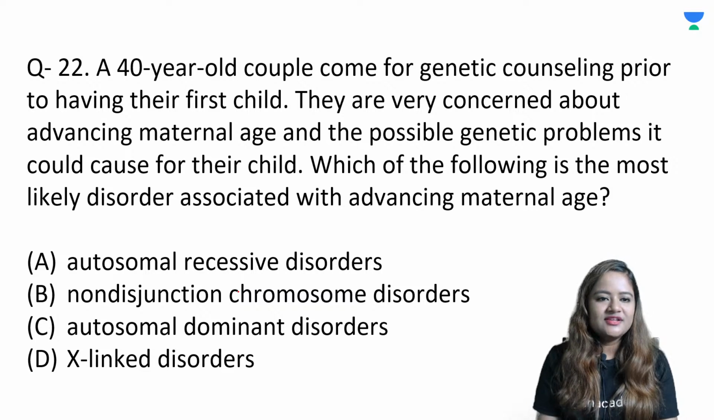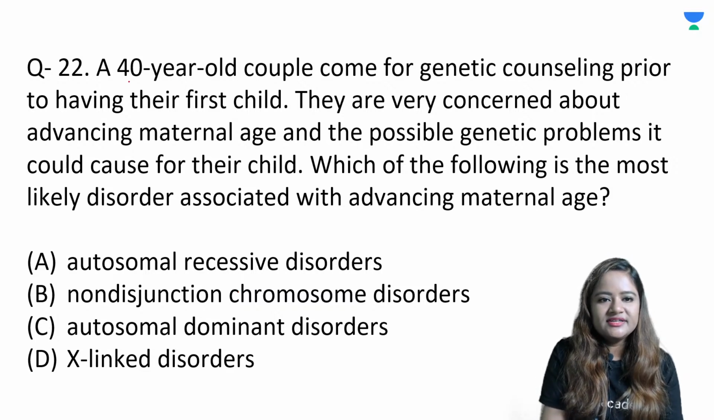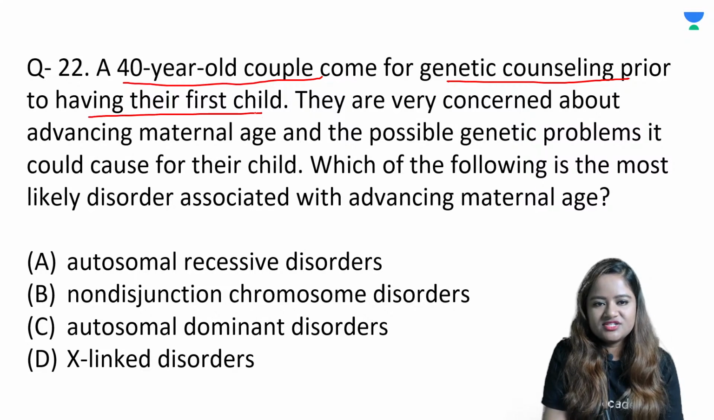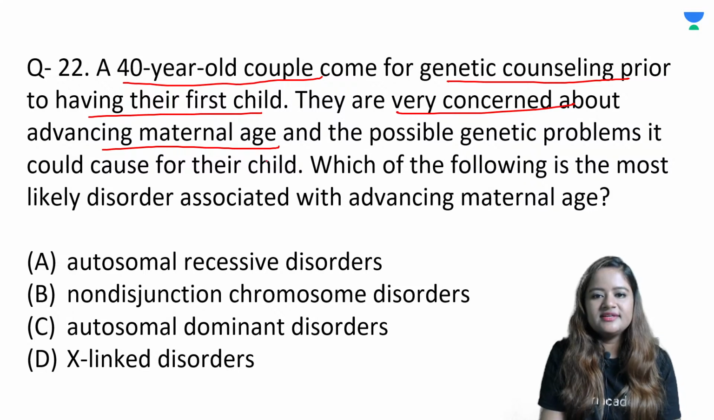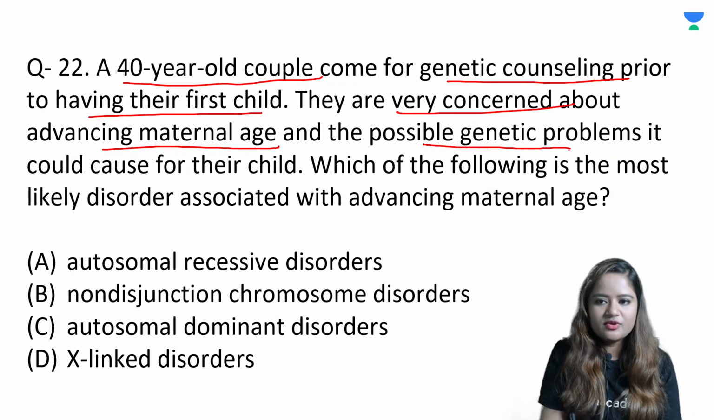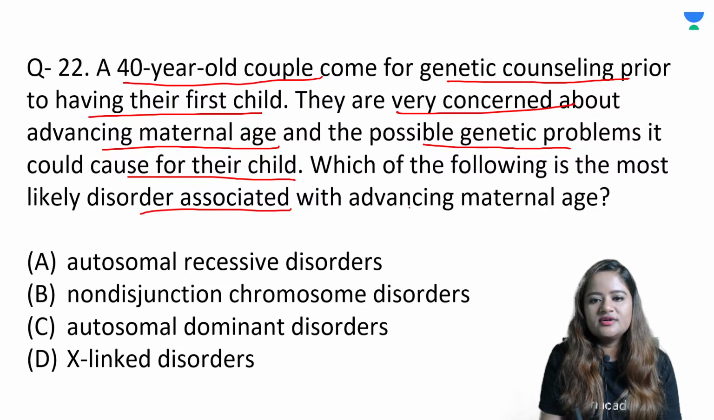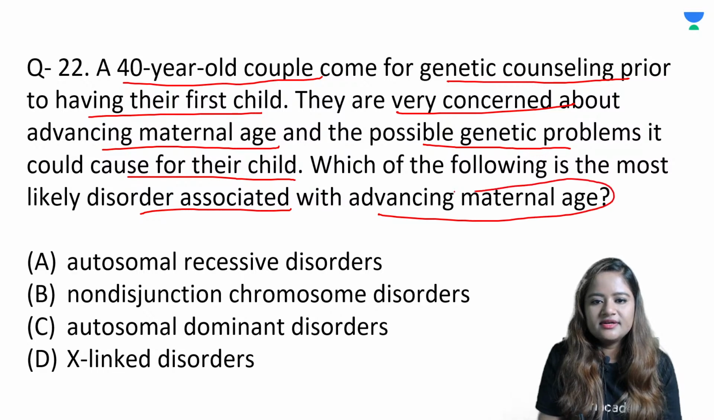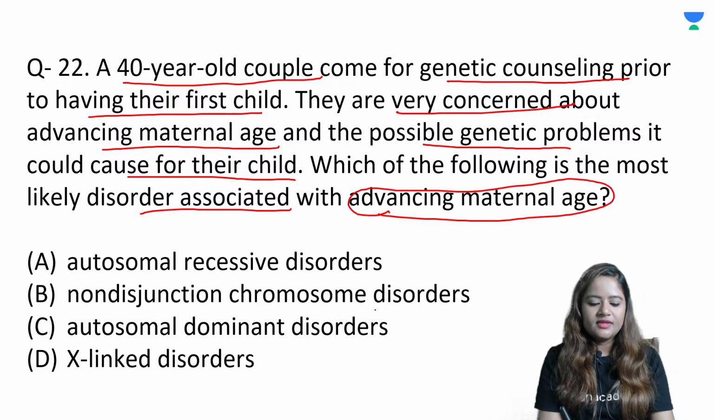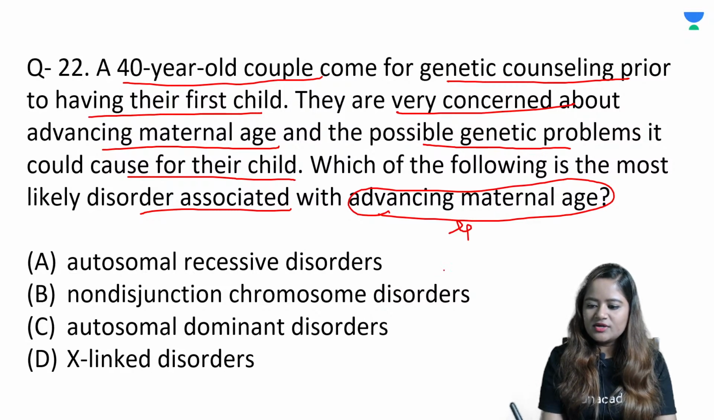Okay, so next question number 22. There is a 40-year-old couple who comes for genetic counseling prior to having their first child. They are very much concerned about the advancing maternal age and the possible genetic problems it could cause to their child. Which of the following is the most likely disorder associated with advancing maternal age? So, which kind of genetic problems is associated with advancing maternal age? So, what is the concept?